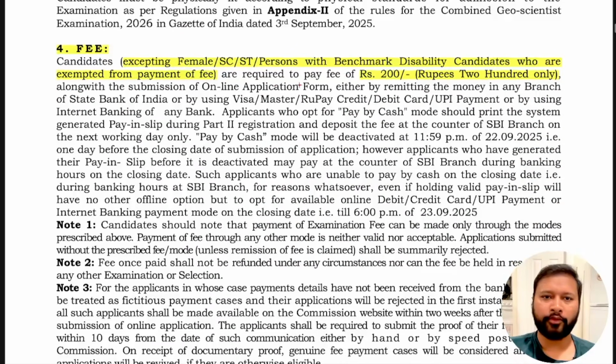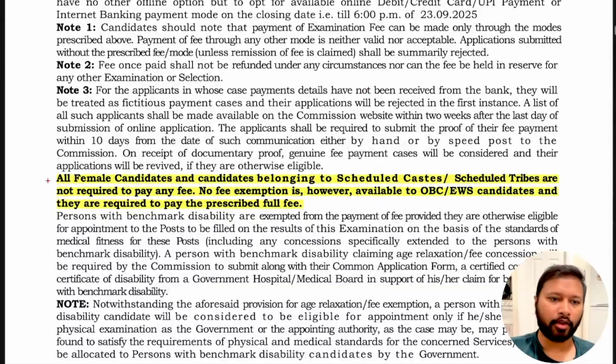Okay, fee. Now let's talk about fee. Fee is exempted if you are a female candidate, SC/ST candidate, person with benchmark disability, and candidates who are exempted from payment of fee. So basically you don't have to pay a fee. But male candidates who belong to the general category and OBC category have to pay 200 rupees for the form filling. It is also mentioned that all female candidates and candidates belonging to SC/ST are not required to pay any fee. However, OBC and EWS candidates are required to pay the fee. No exemption is given to them. So general, OBC and EWS categories have to pay a fee.